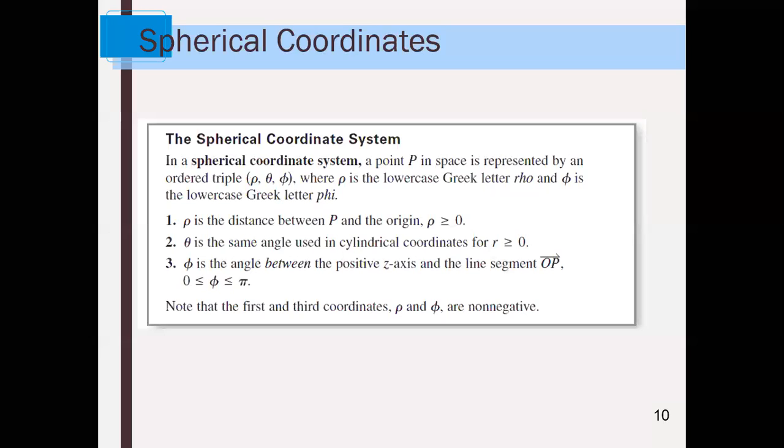So this is really sophisticated. It's like all Greek letters, right? Rho, theta, phi, that's how this works. In the cylindrical coordinates, it was r, theta, z. Now it's rho, theta, phi. So that's clever.